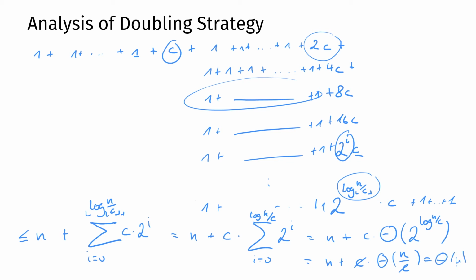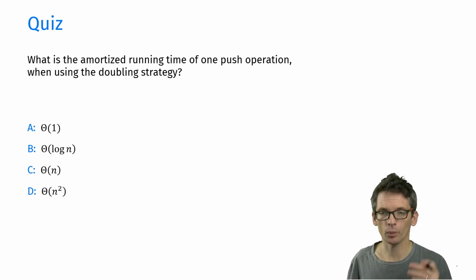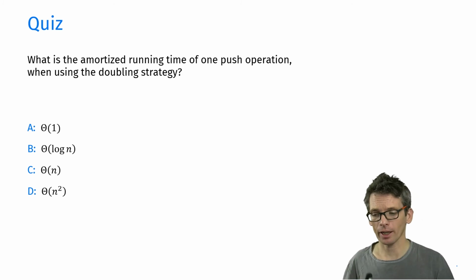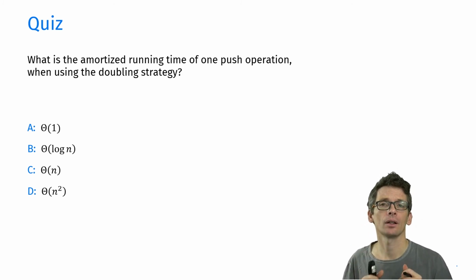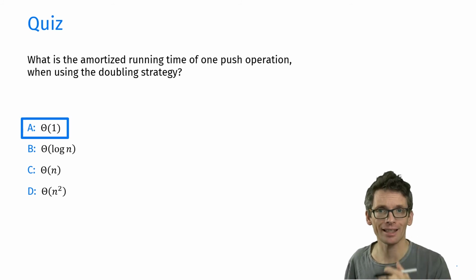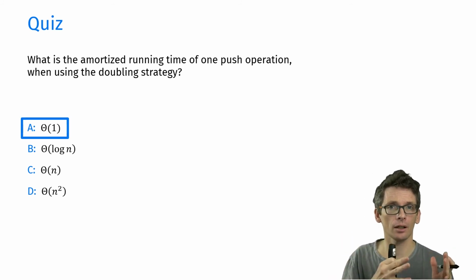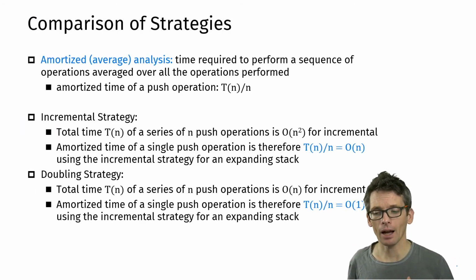So what does that tell us? You tell me. What is the amortized running time of one push operation when using the doubling strategy? Is it constant? Is it order log n? Is it linear? Or is it quadratic? It is constant, because T of n is linear, so T of n divided by n is constant.